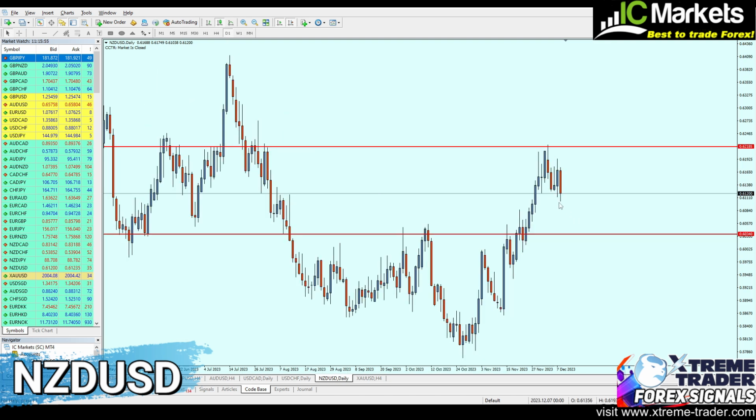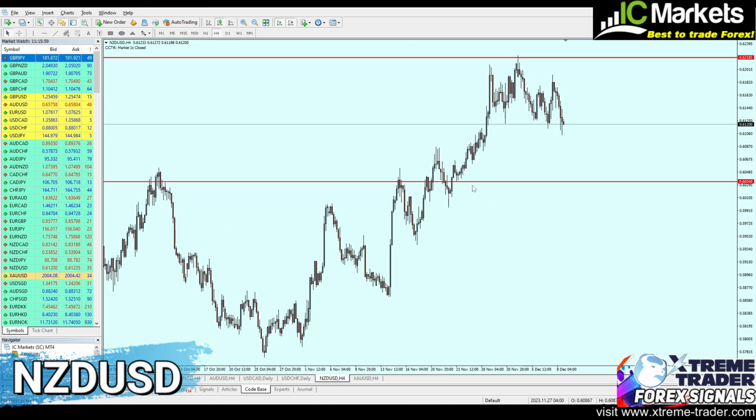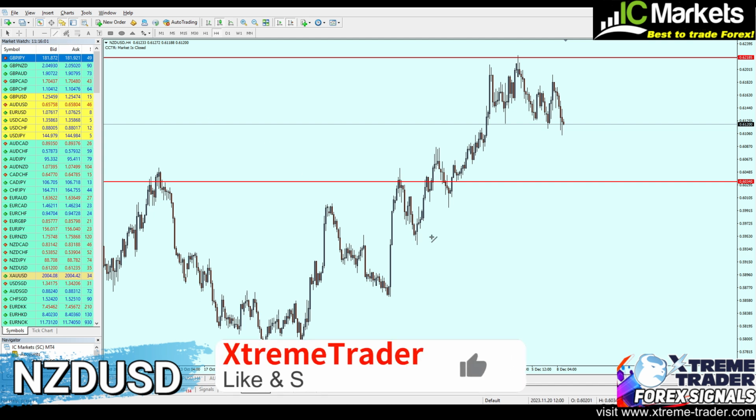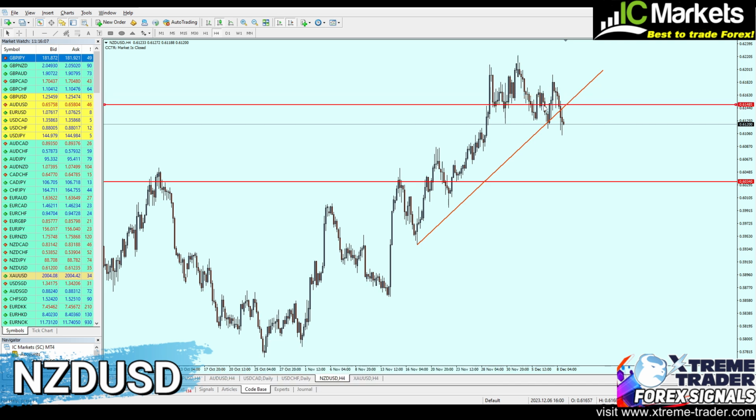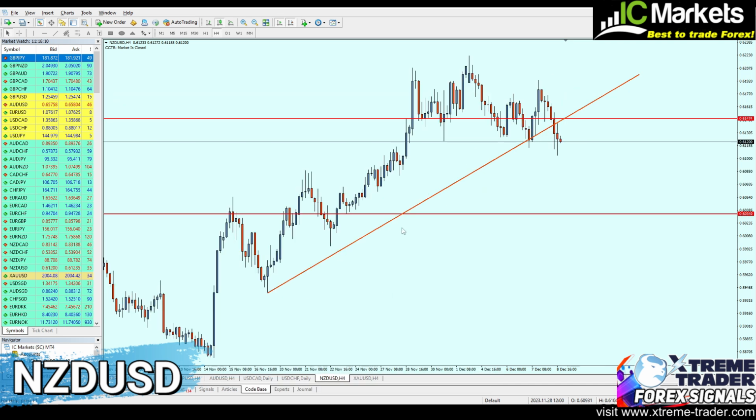Right here on the daily chart, actually we cannot find anything. Let me just move to the 4-hour time frame. Right here on the 4-hour time frame, we do have, of course, a broken level of a support trend line. Therefore, we can actually expect the NZD/USD to retest the same level of a broken support trend line to create, of course, a new resistance trend line and a new resistance.